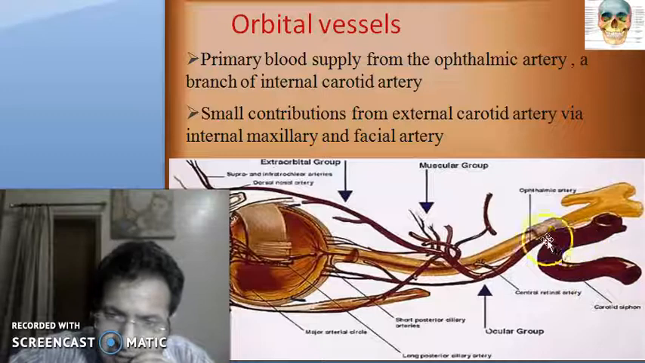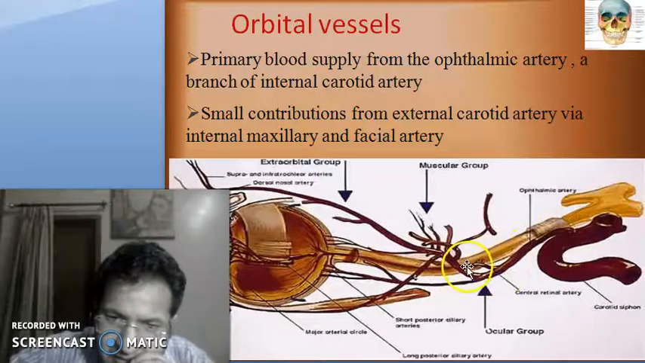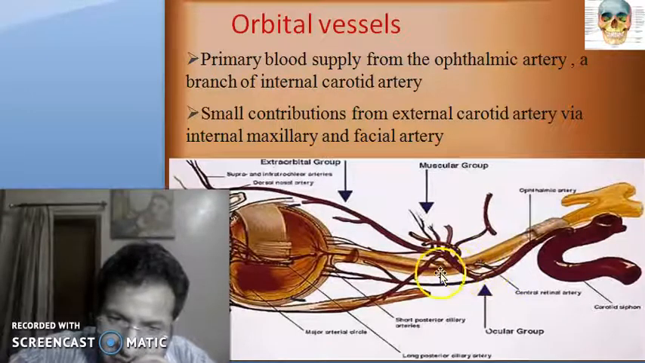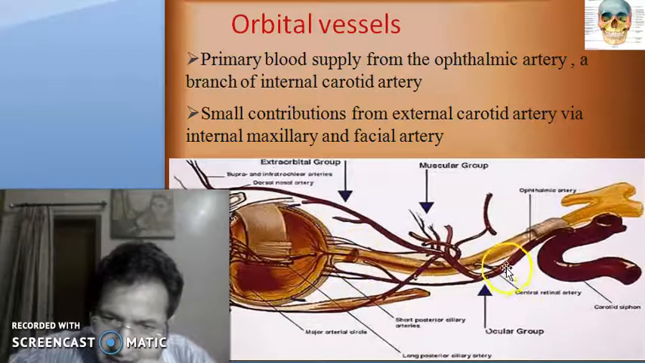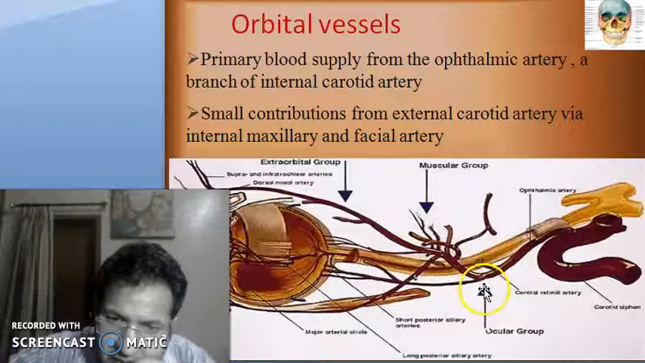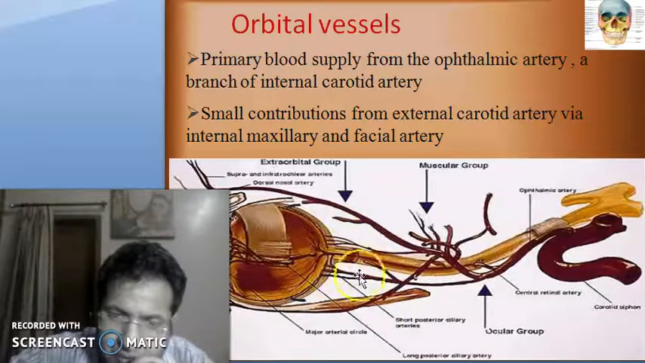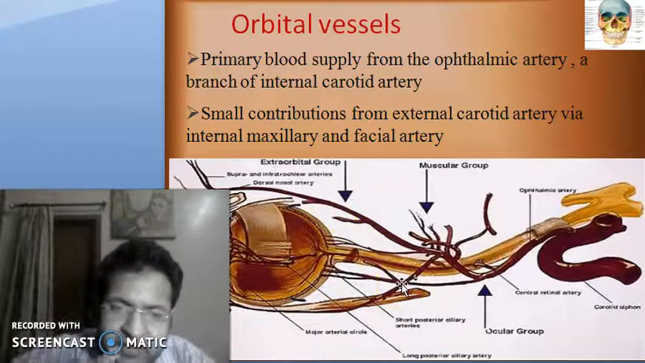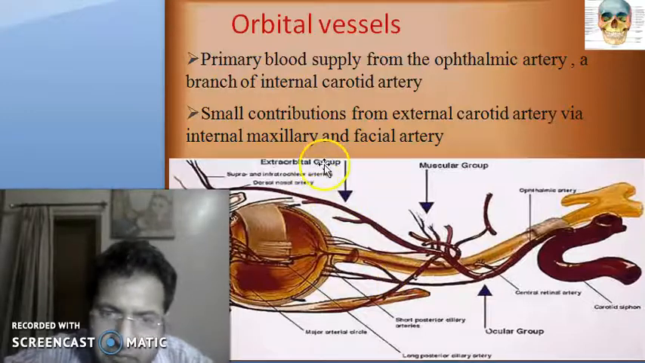The ophthalmic artery further gives a branch, the central retinal artery, which goes into the optic nerve, into the eyeball, and it also gives the muscular branches. There are also short posterior ciliary artery branches which form the circle of Zinn and enter the eyeball.